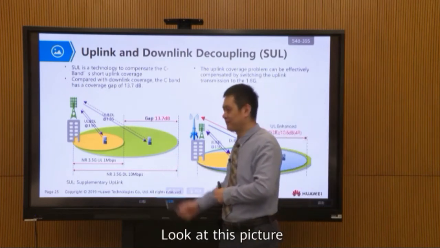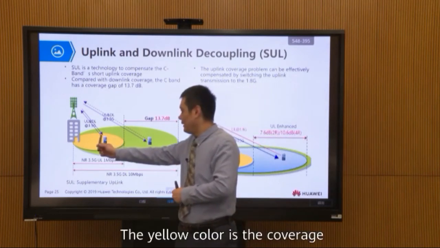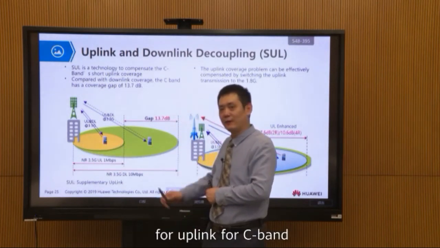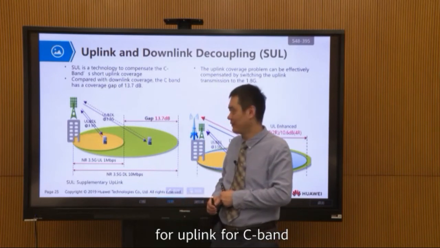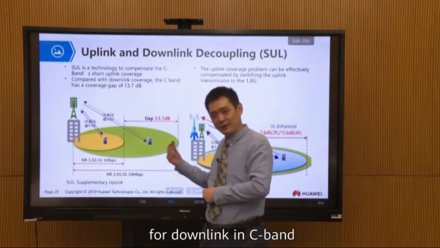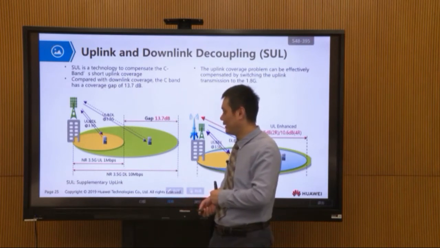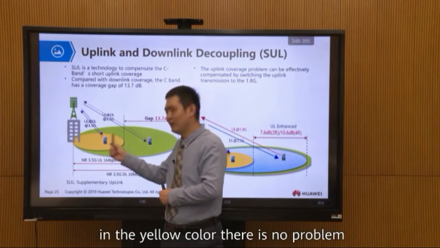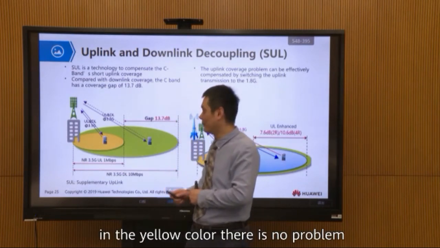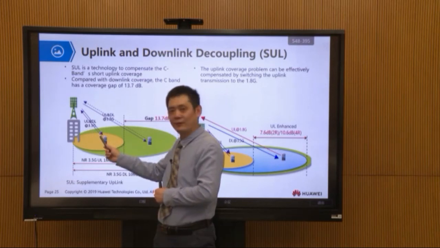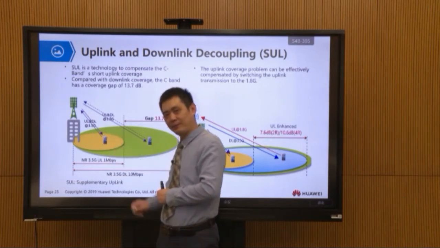Look at this picture. The yellow color is the coverage for uplink for C-band. And the green color is the coverage for downlink in C-band. If a mobile is in the range in the yellow color, there is no problem. It can work on C-band, on both uplink and downlink.